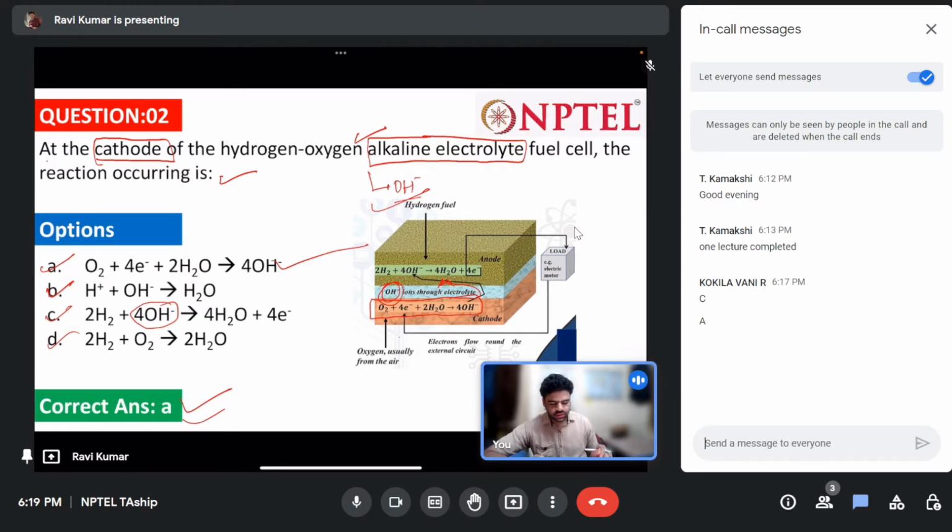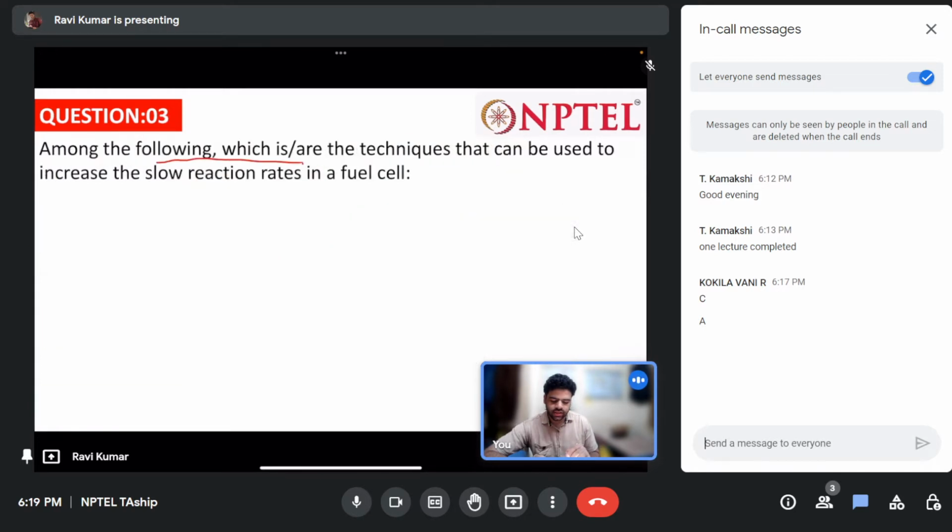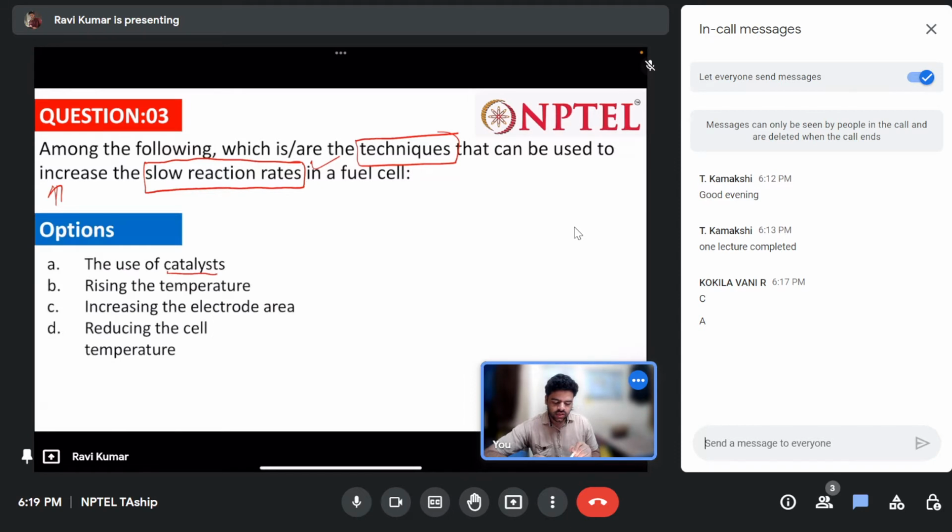Let's move to the next question, which says among the following, which are the techniques that can be used to increase the slow reaction rate? You need to tell me the techniques which are used to increase the slow reaction rates in a fuel cell. These are the options: the use of catalyst, rise in the temperature, increase in the electrode area, or reducing the cell temperature.